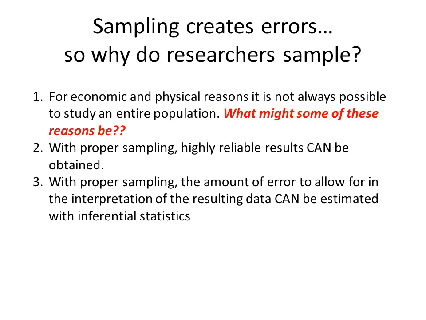For economic and physical reasons, it is not always possible to study an entire population. So think about what some of the reasons might be. One of the main reasons it would be difficult to study an entire population might be cost. Another might be time. Also, with proper sampling, highly reliable results can be obtained. And with proper sampling, the amount of error to allow for an interpretation of resulting data can be estimated with inferential statistics.